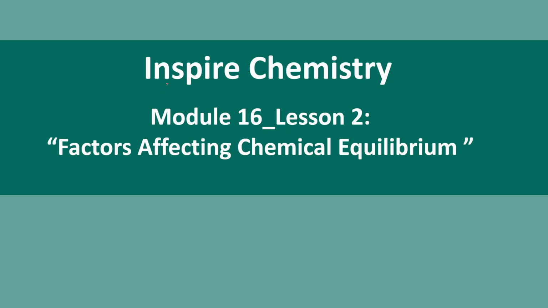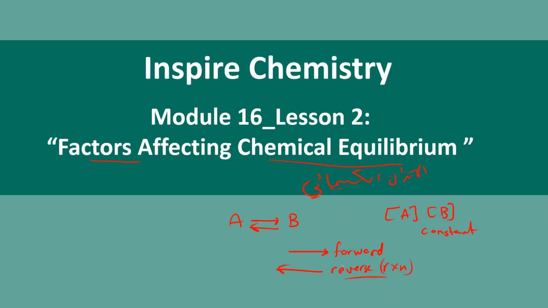This is module 60 lesson 2 from the Inspired Chemistry series, factors affecting chemical equilibrium. So we have been talking about chemical equilibrium, where we have a reversible reaction, and chemical equilibrium means الاتزان الكيميائي. It's like a balancing point where the concentrations of A and B, اللي هي products or reactants, stay constant. We said that this one is the forward reaction, and this is called the reverse reaction. This is what we covered in the last lesson.